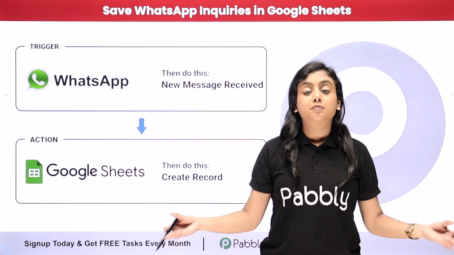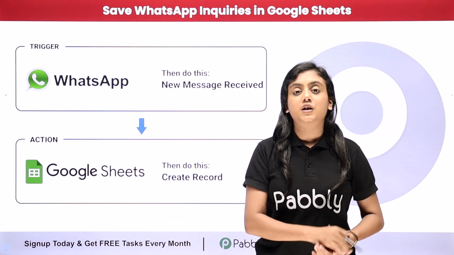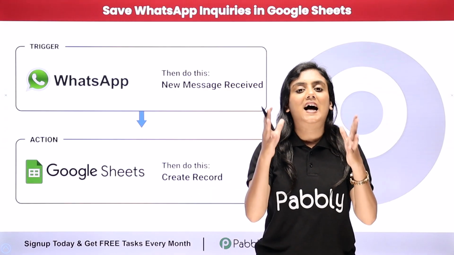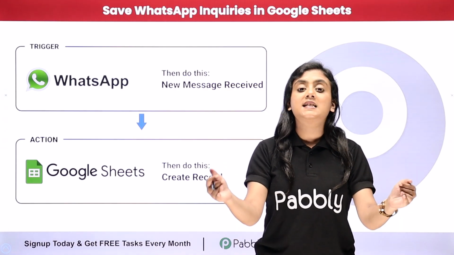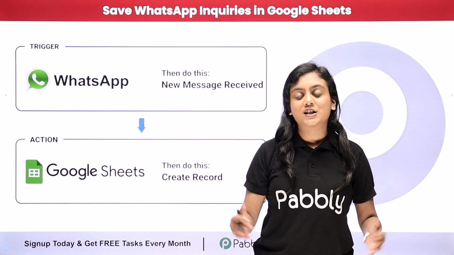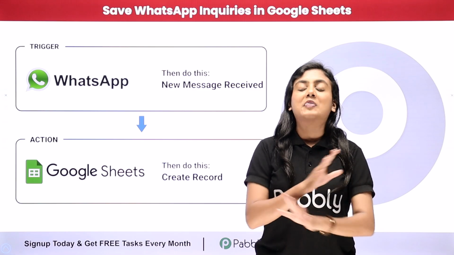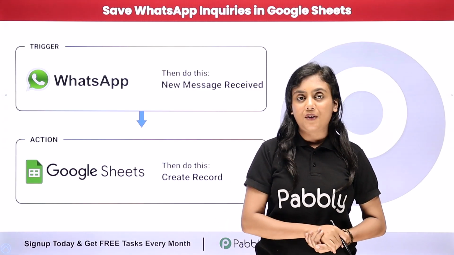So hello everyone, imagine this. You have received a new WhatsApp message from your lead and automatically the record of that inquiry, the message, has been created in your Google Sheets to create a systematic record. This is possible without need of any coding and programming skills.